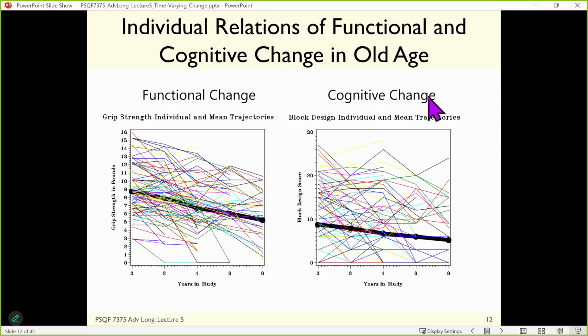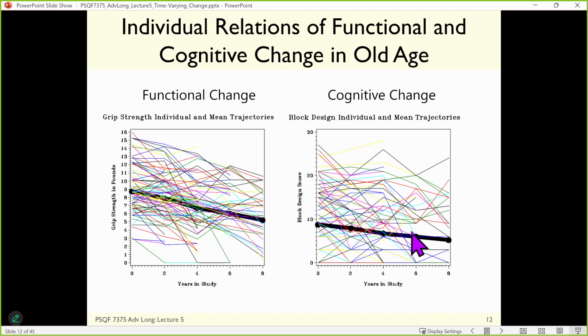So these are two different outcomes in older adults. Functional change as measured by grip strength. Cognitive change as measured by block design, which is a matrix reasoning type of task. And the heavy black lines in these scatter plots here are the means for the sample. So if I were to standardize these two outcomes to the same scale, if I were interested in comparing them, just looking at these pictures, I might say, functional change appears to decline more on average than cognitive change.